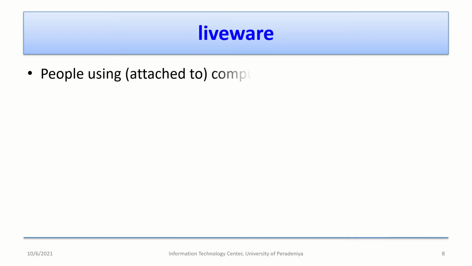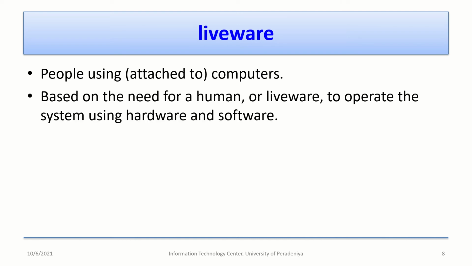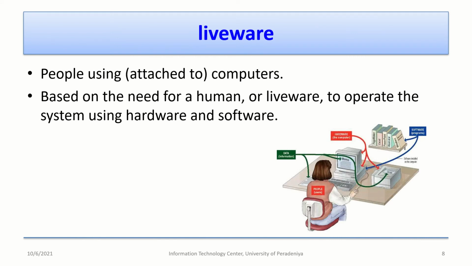Okay. And the next one is liveware. Liveware means the people using computers. The person who uses the computer is referred to as liveware, right? There is a need for a human, or liveware, to operate the system using hardware and software. Without liveware, the computer cannot be operated. So liveware means the people who use the computer.